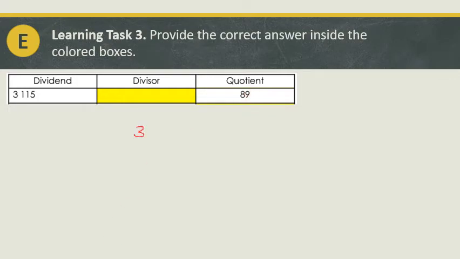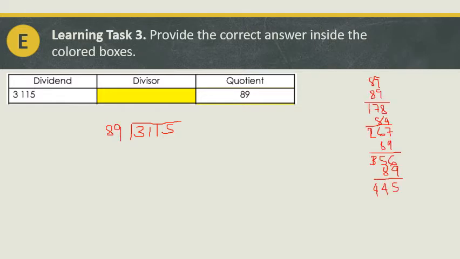So, 3,115 divided by 89. So, sinulat ko na dito sa gilid yung skip counting o yung pag-add natin ng 89 para mamaya shortcut na lang tayo. So, dito titingin ulit tayo doon sa dividend natin. So, simula tayo sa 3.